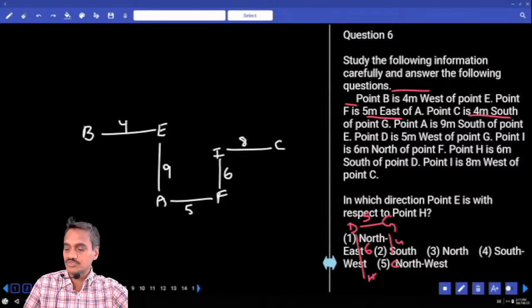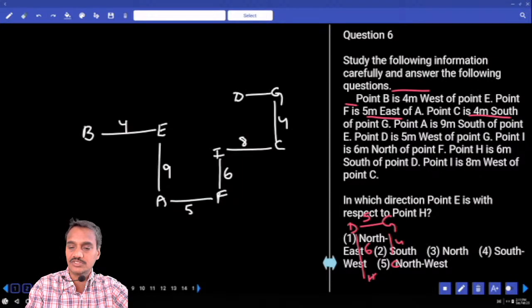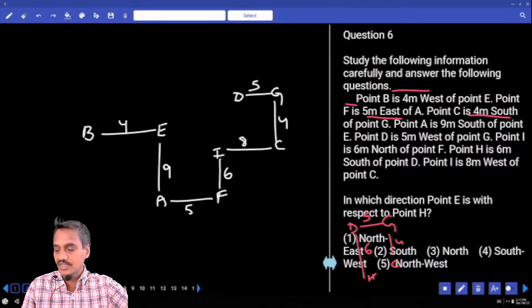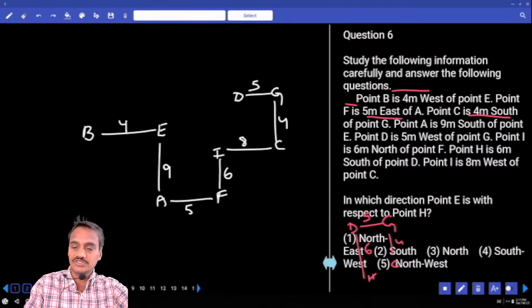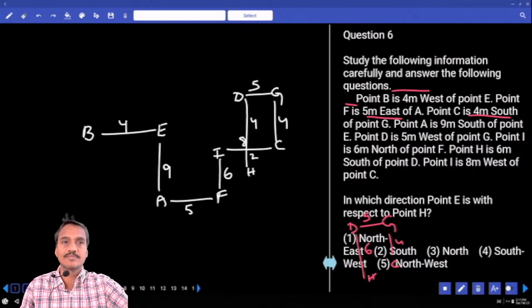Now from C to G, 4 meters. And G is here. And from G, D is 5 meters. D is here, and the distance between these two is 5 meters. And H is 6 meters from here. This is 4 plus 2, 6 meters. Now this is H. Sarpindari the diagram.